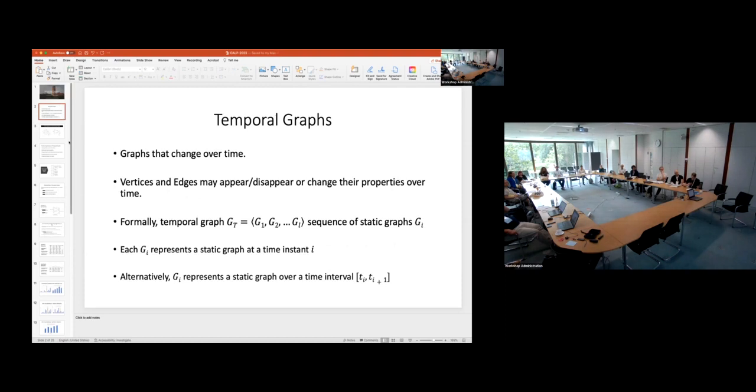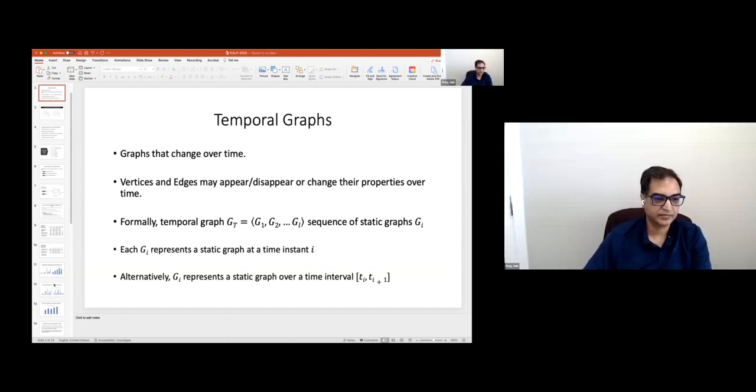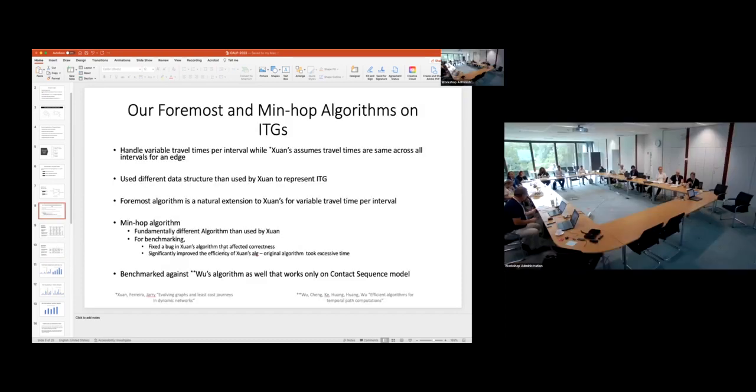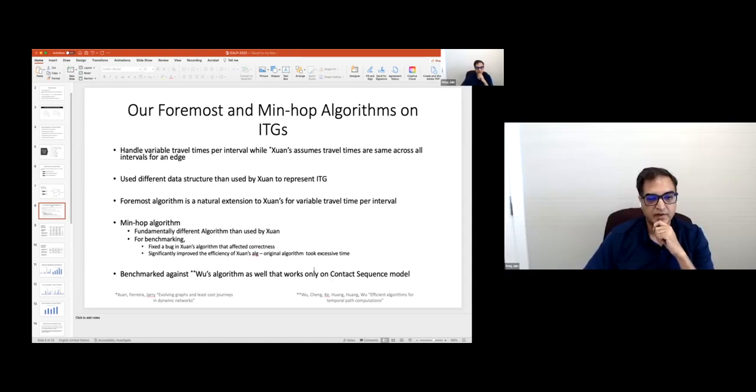If there are not, I have a little curiosity. You said that there was a bug in Schwann's algorithm for, what was it, min-hop? Yes, it was in the min-hop. What bug was this?